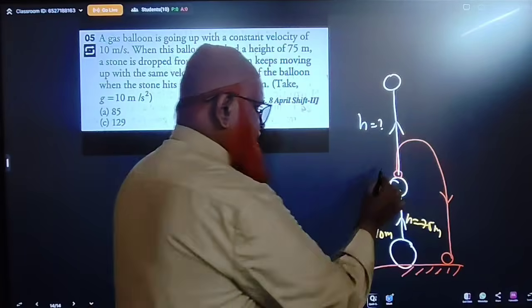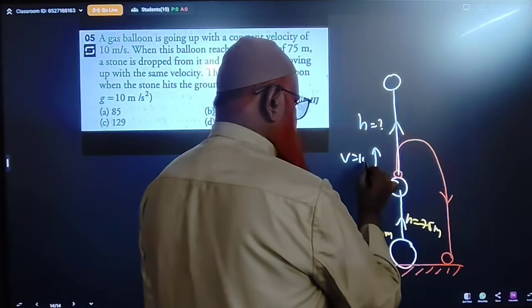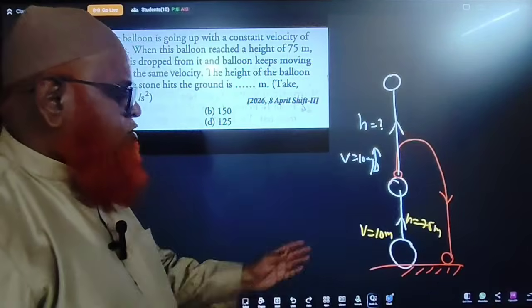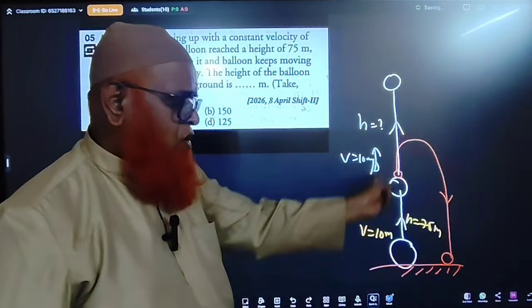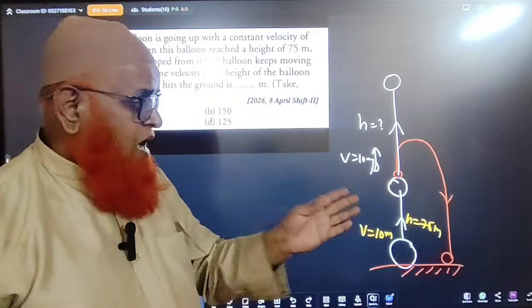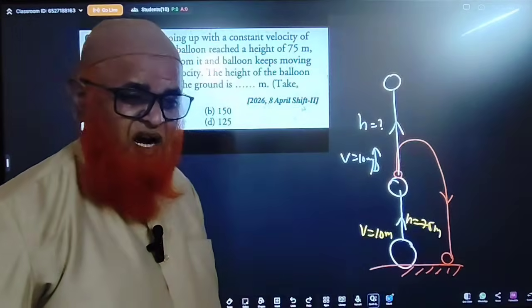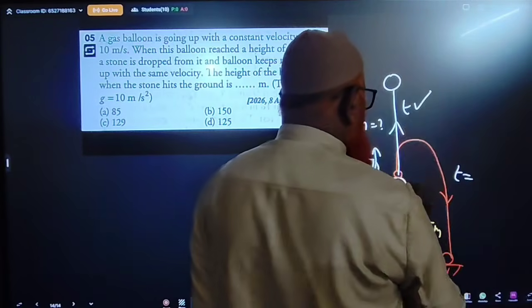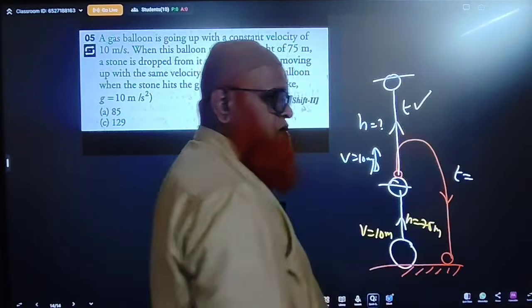But you know that the balloon is going with a constant velocity, v is equal to 10 meters per second. Understand? So now how to find out this height? When you know what time the stone is taking to strike the ground, that time is going to be the same as the time of the balloon from here to here. Am I right or not?